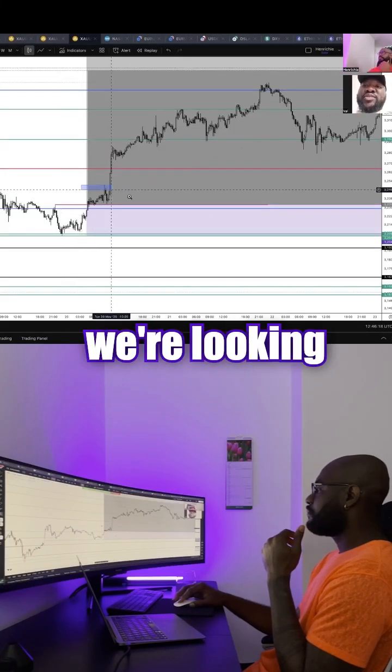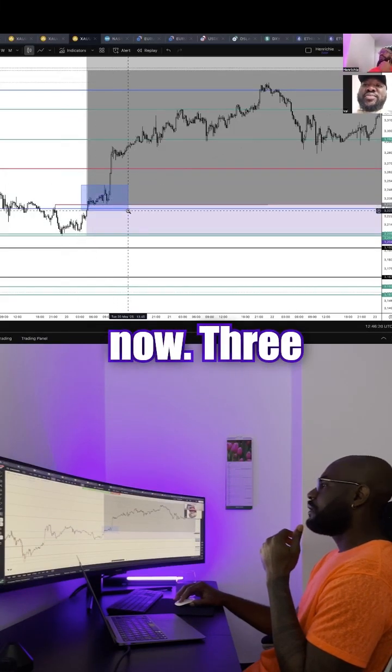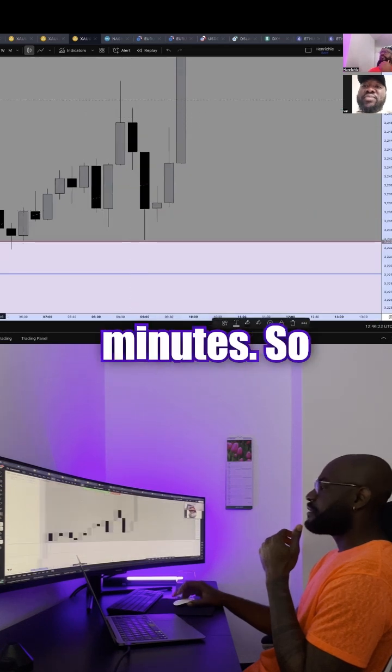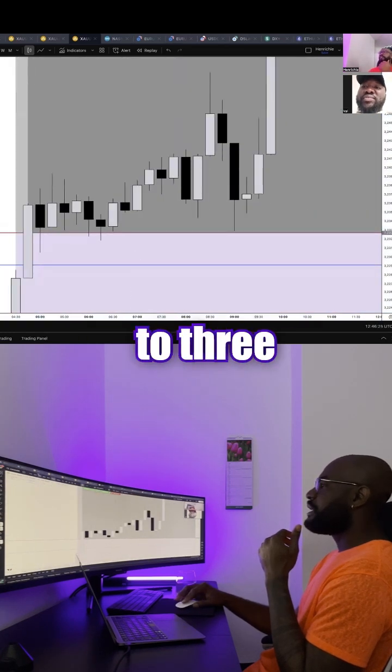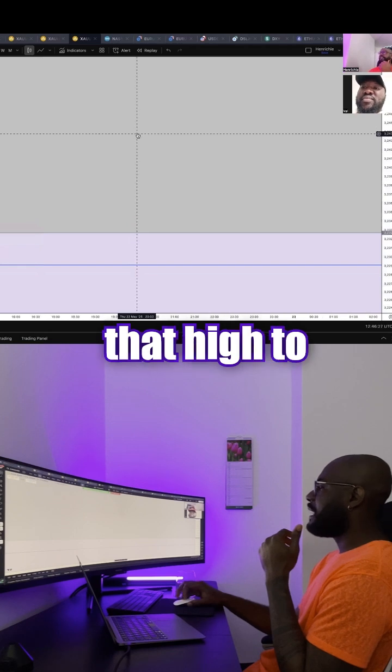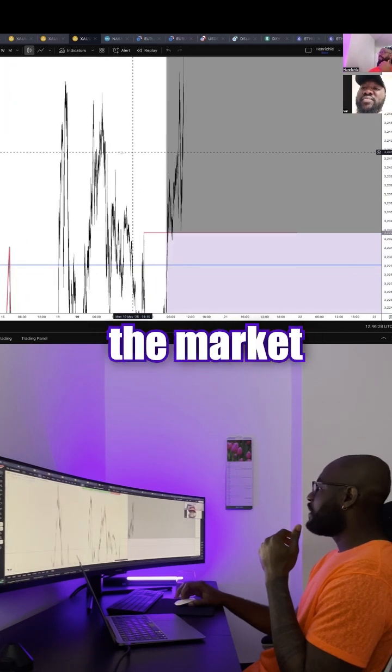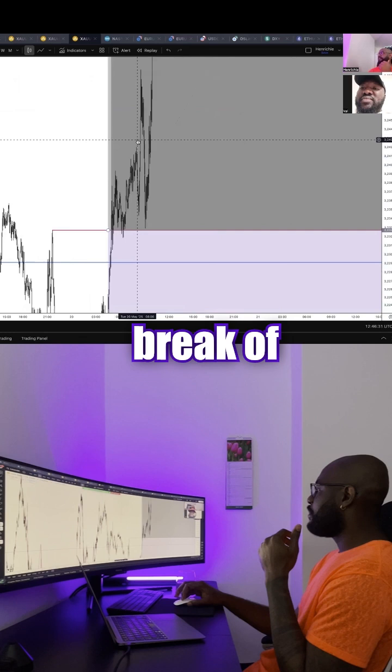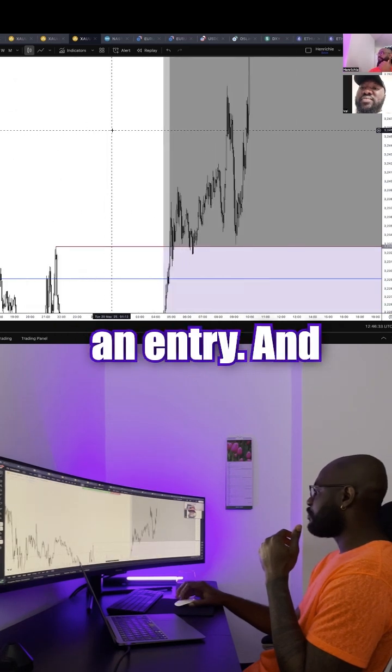With this 15 minutes, so we're looking at 2 minutes now. 3 minutes, sorry. 3 minutes. So now we go straight down to the 3 minutes time frame after mitigating that high to see whether the market gave us a break of structure on the 3 minutes time frame and an entry.